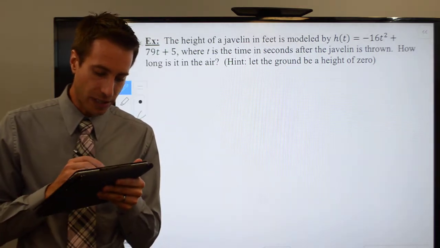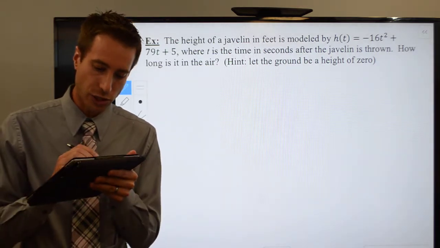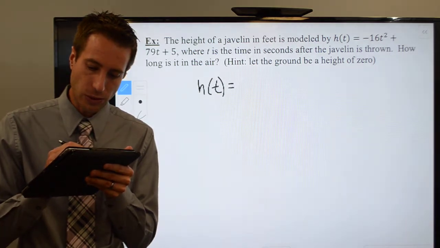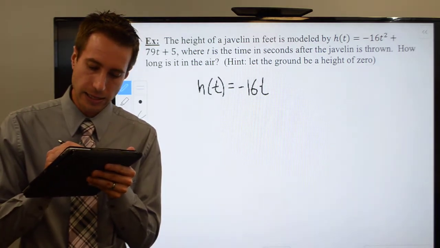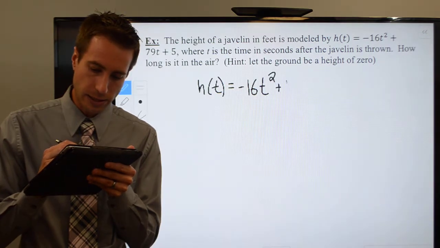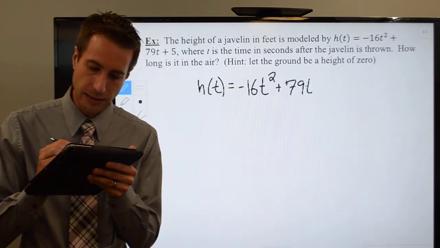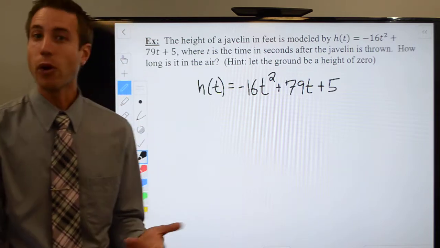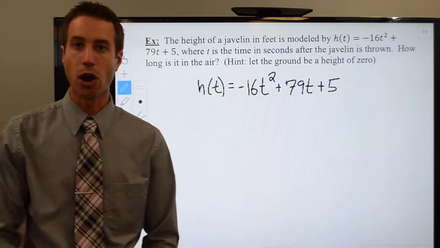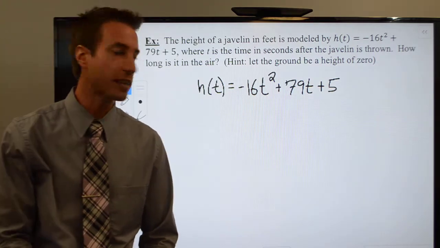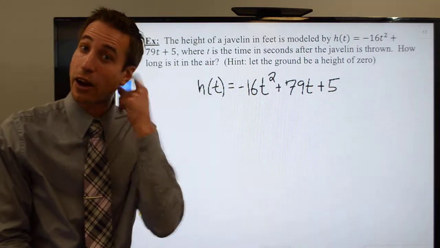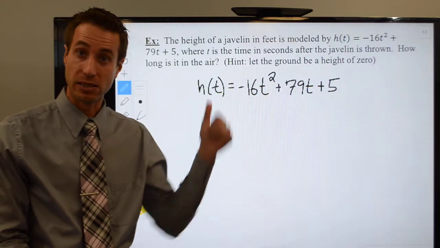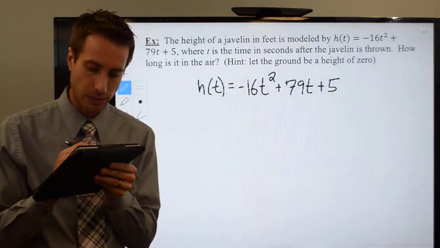So here's what we've got. Let's go ahead and make our equation, which is h of t is equal to negative 16t squared plus 79t plus 5. Okay, well, here's what I want to know. I want to know how long after you throw the javelin, how long is the javelin in the air? How long before it hits the ground? And I told you, let the ground be 0. So this is going to be 0.